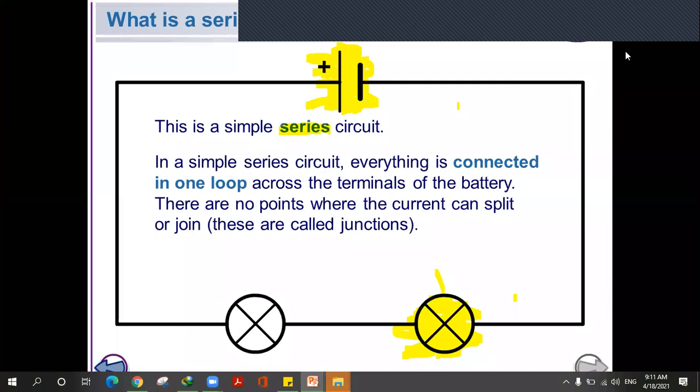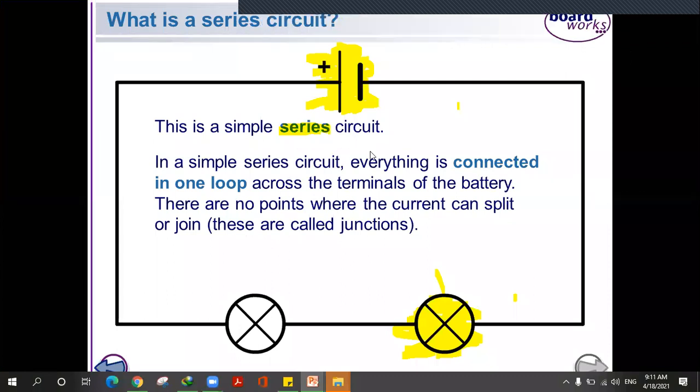So can you guys see that in a series circuit, the simple circuit, everything is connected in one loop? Can you see that? One loop. If one part of the circuit is broken down, all the circuit will break down, right? Everything will shut down. Do you guys think we can use a circuit like that in a home?